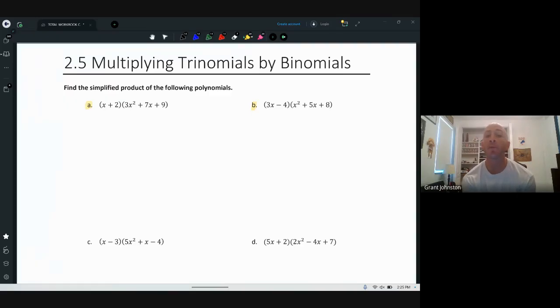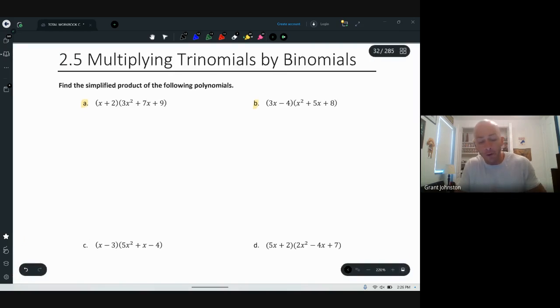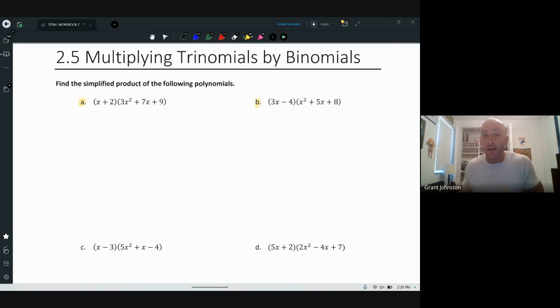Multiplying trinomials by binomials. We're taking these binomials and multiplying them now to a polynomial of 3 terms. This is basically the exact same thing as multiplying a binomial by a binomial, and I'll show you why. So let's find the simplified product of the following polynomials. We're really not going to approach this any differently.